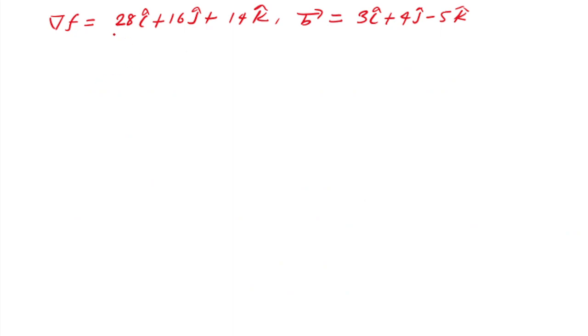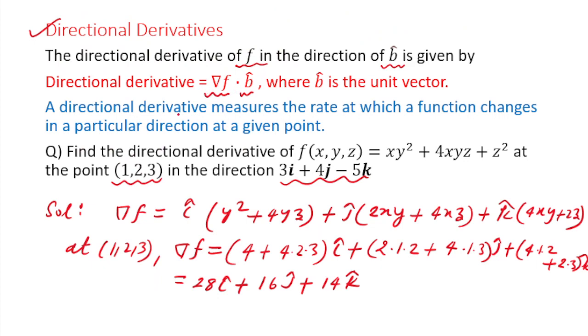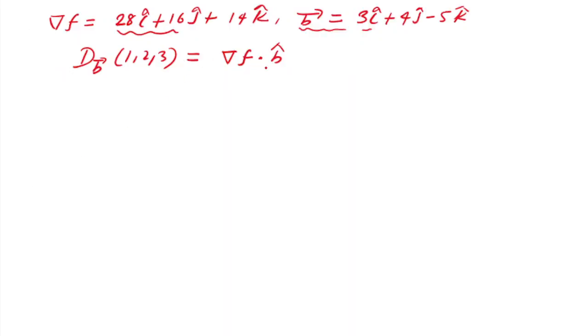So I have got del f, that is this, and we have to find the directional derivative in the direction of this vector. This is how it is usually represented: the directional derivative in the direction of b vector at the point (1, 2, 3). It is defined as del f dot b cap. This is the definition. Del f I have already calculated at the given point, and then we have to calculate the unit vector b cap. So what is the unit vector b cap? The b vector is 3i plus 4j minus 5k, and I have to divide it by the magnitude of it.